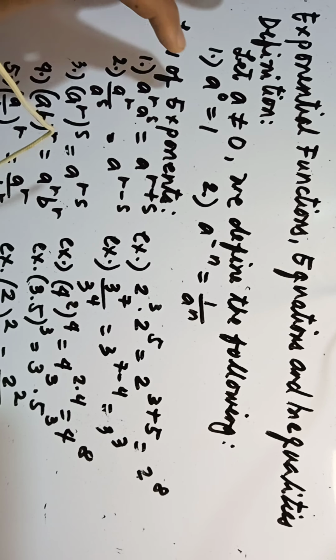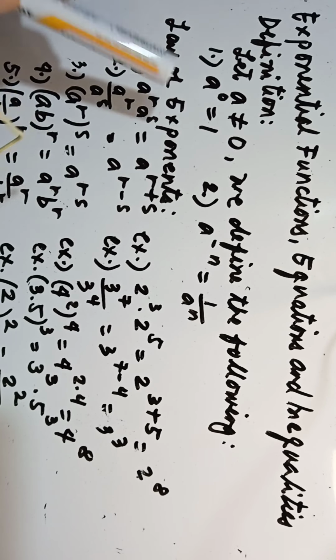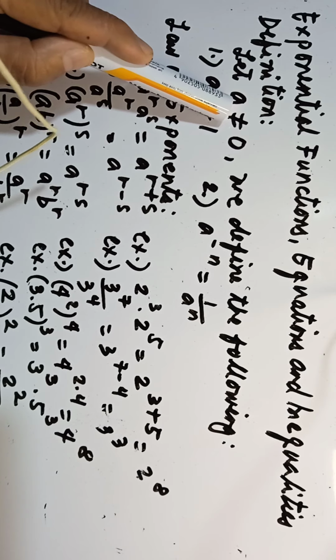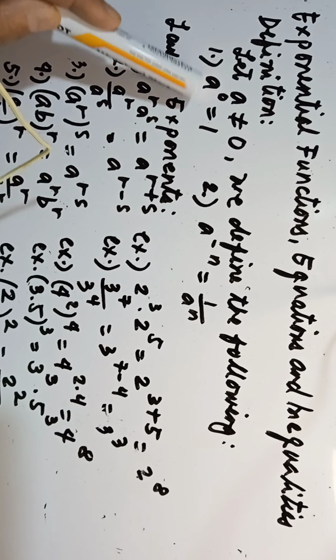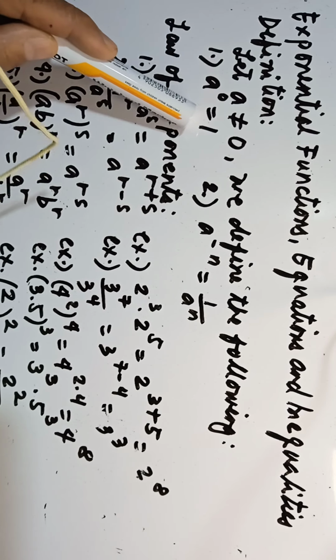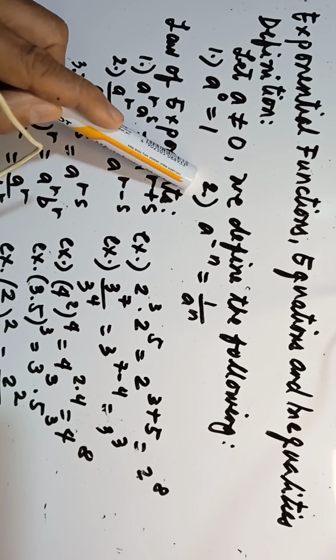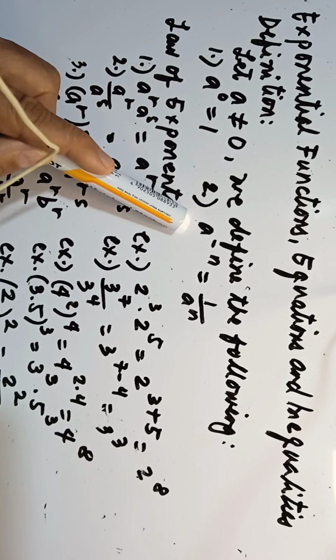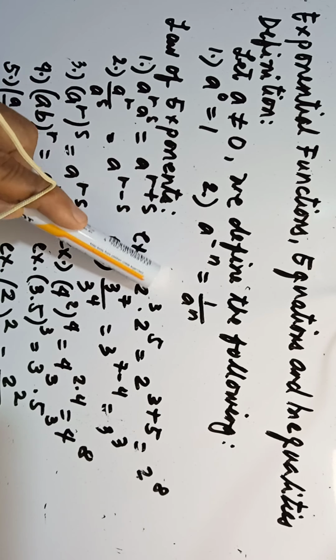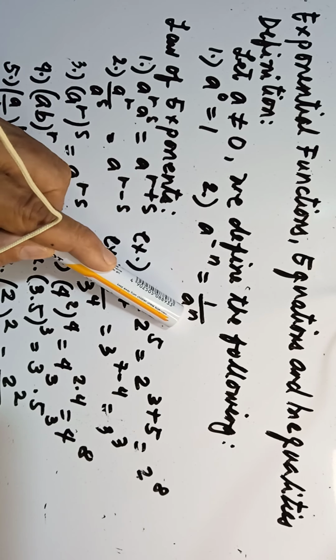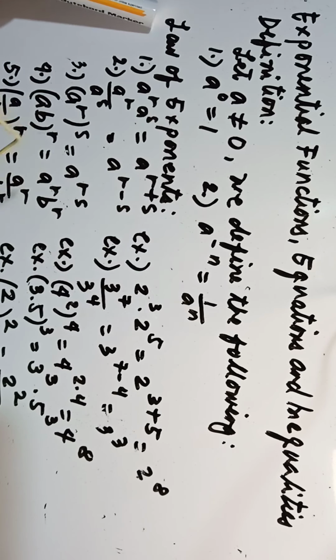Let a is not equal to 0. We define the following. Number 1, a raised to 0 equals 1. Number 2, a raised to negative n equals 1 over a raised to n. Then we will recall the laws of exponents.